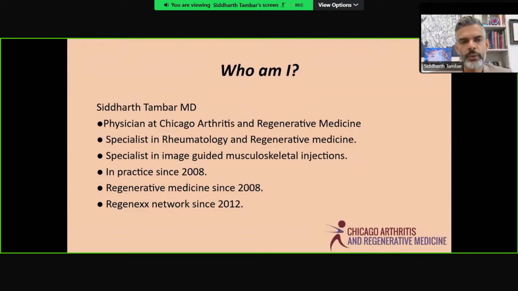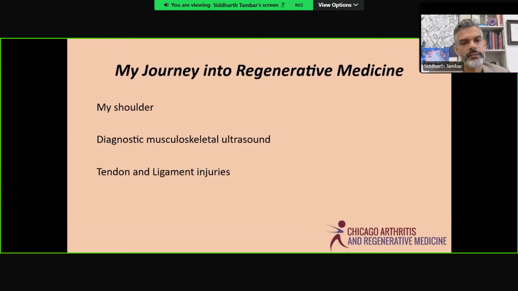So just briefly about who I am, my name is Siddharth Tambar, physician here at Chicago Arthritis and Regenerative Medicine, specialist in rheumatology and regenerative medicine, specialist in image-guided musculoskeletal injections, in practice since 2008, and practicing regenerative medicine as well since 2008. I'm within the Regenix Network, which is the largest group of affiliated physicians working within regenerative medicine, sharing protocols and ideas about trying to get the best results for our patients. Just a little bit more about me.